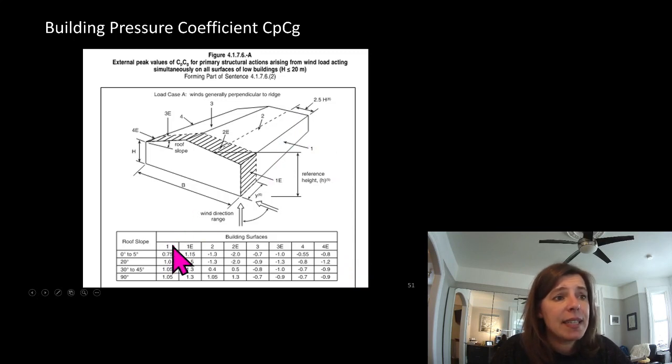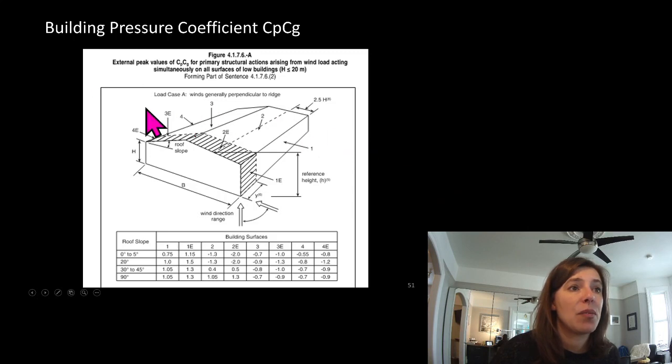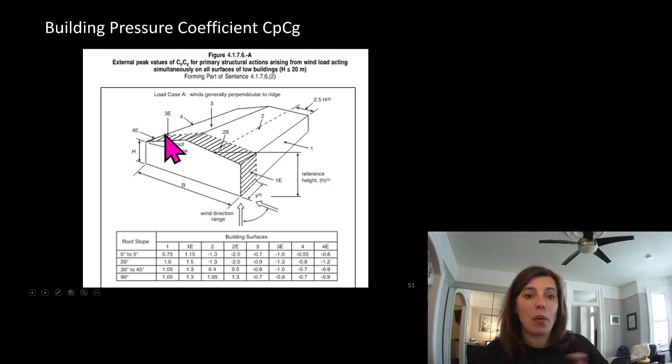This gives us 8 different wind zones. You can see we've got this side, the roof, this side of the roof, and the leeward side. So we're assuming the wind is coming from this direction. So the wind is going like this. This is our windward side. This is our windward side of the roof, our leeward side of the roof, and the leeward side of the building that we can't see.